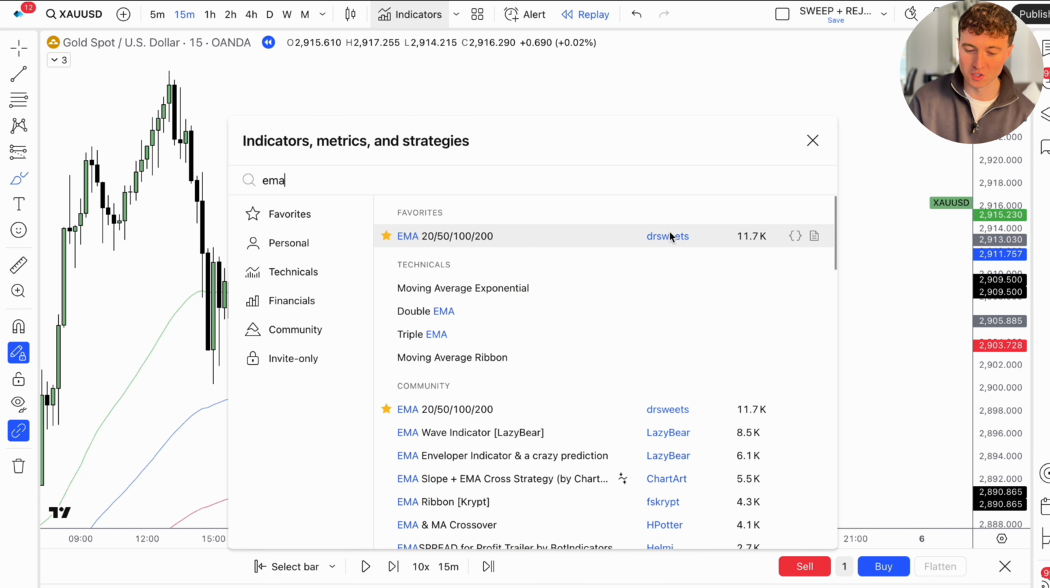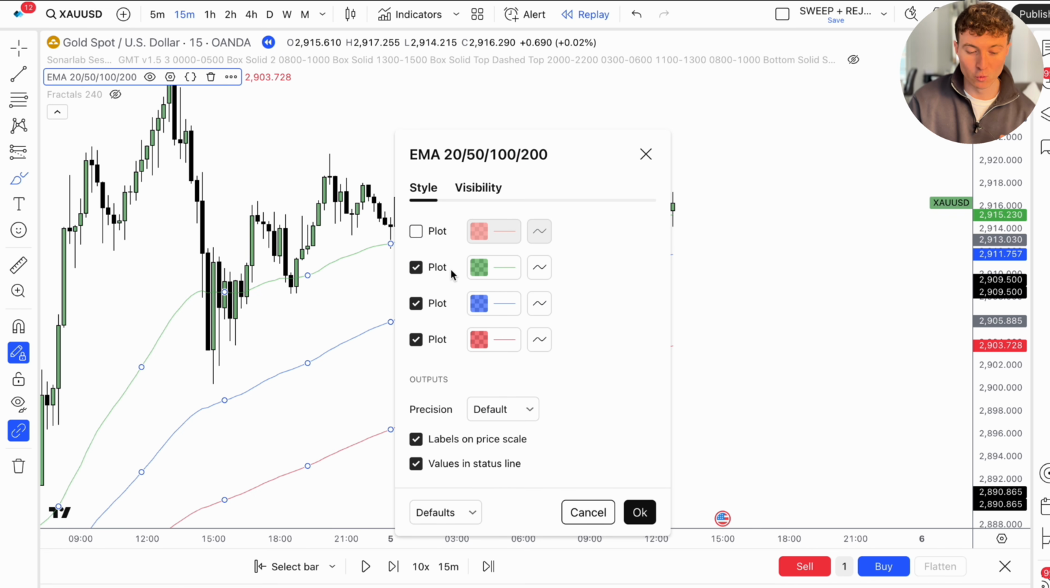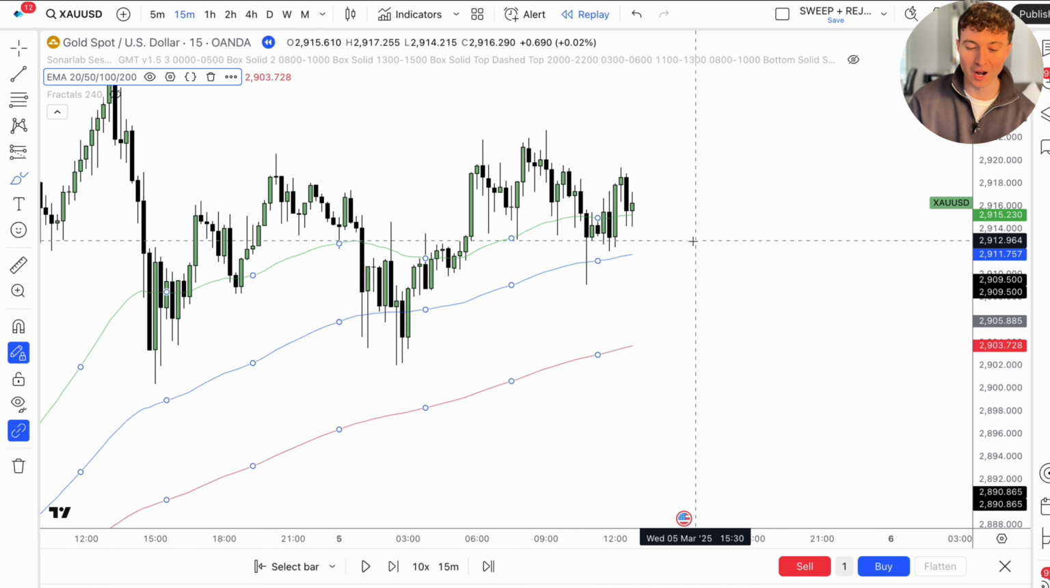It's the one by Dr. Sweet. So apply that to your chart. You can open up the indicator right here, and we only need the bottom 3. So this is the 50, 100, and 200. We do not need the top one. This is the 20. Click OK, and they've now applied to your charts.